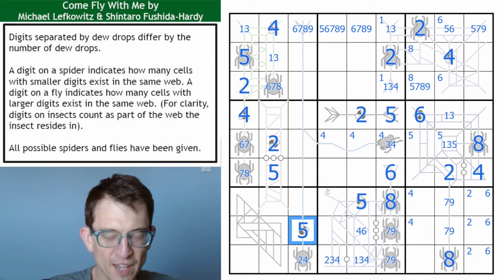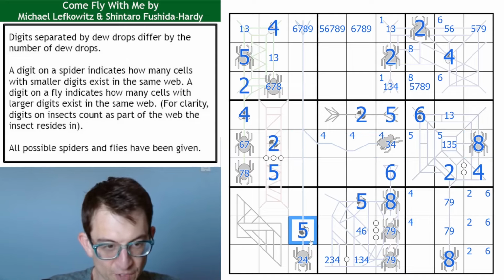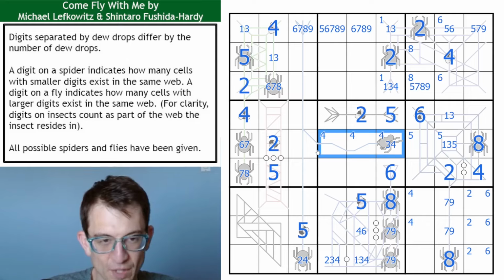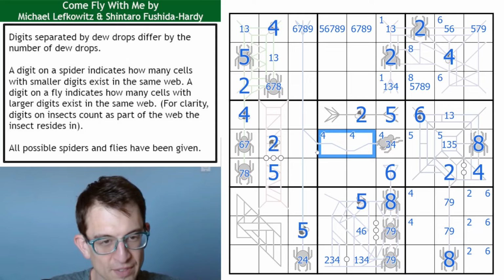Wait, hold on. This fly, I forgot about the fly on this. This fly needs something, a 7, 8, or 9 here, and not an 8. So this fly needs a 7 or 9 here. So this can't be 3, 4, 1. So I think this can't be 3 then, right?